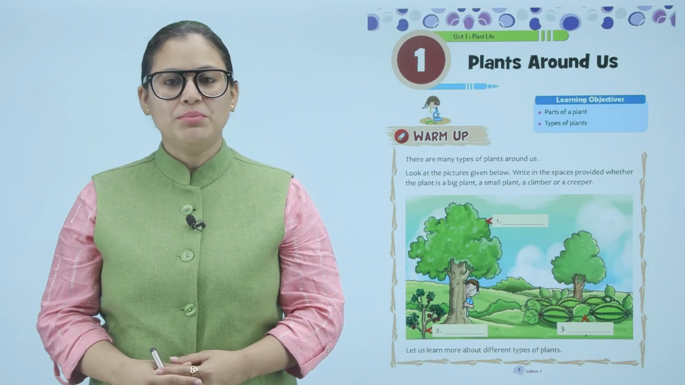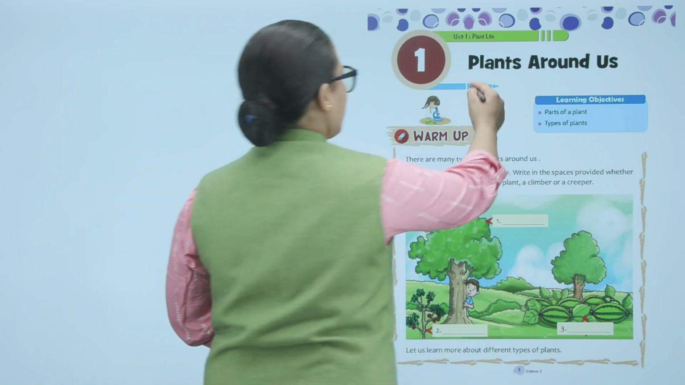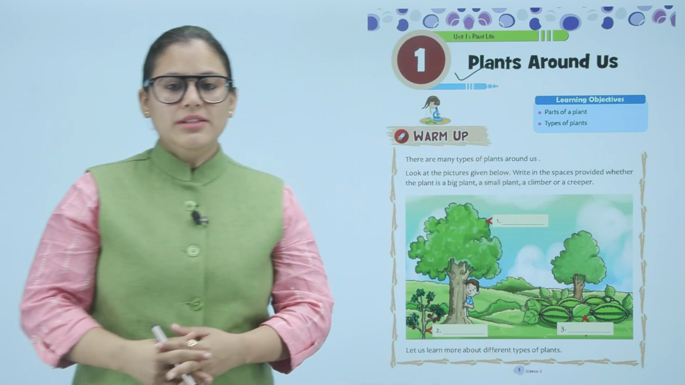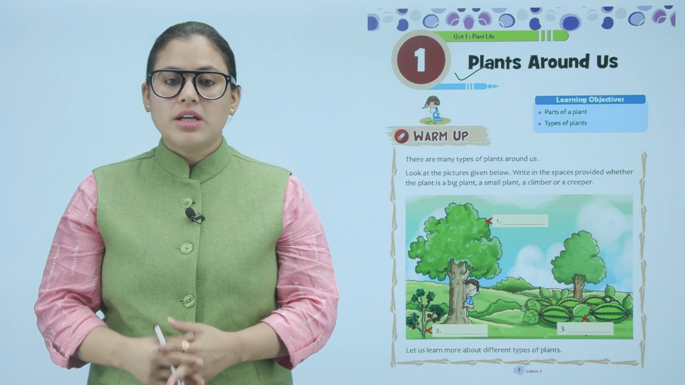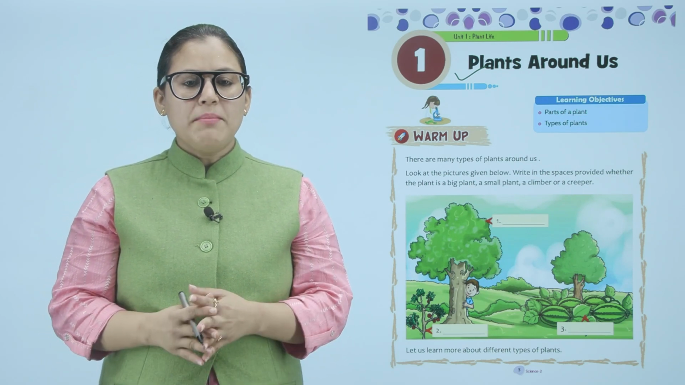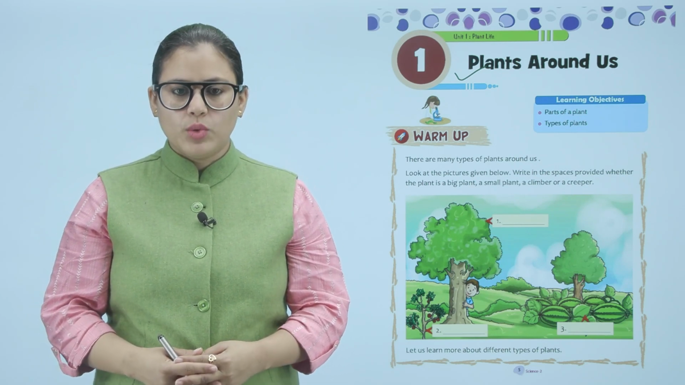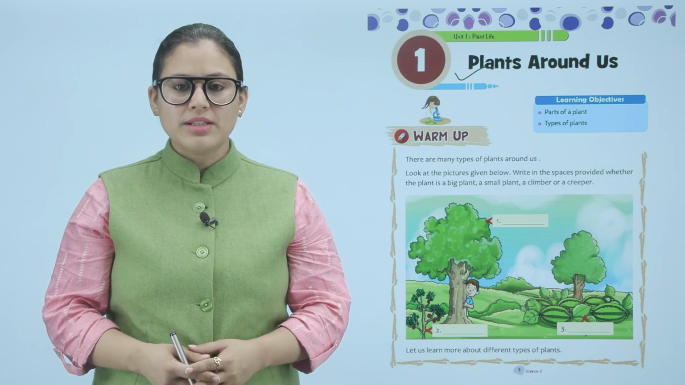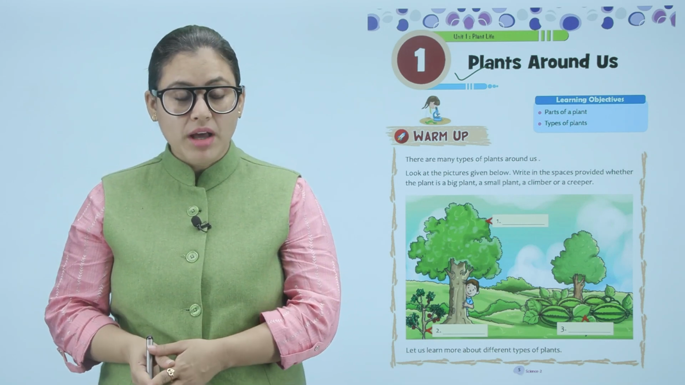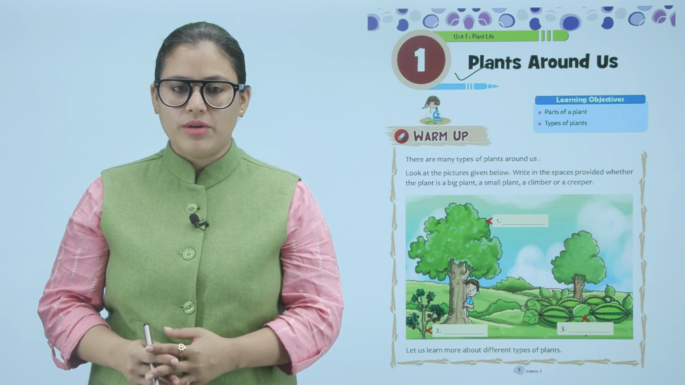Let's start today's chapter, Plants Around Us. Learning objectives: parts of a plant, types of plants. There are many types of plants around us. Look at the pictures given below. Write in the spaces provided whether the plant is a big plant, a small plant, a climber or a creeper.